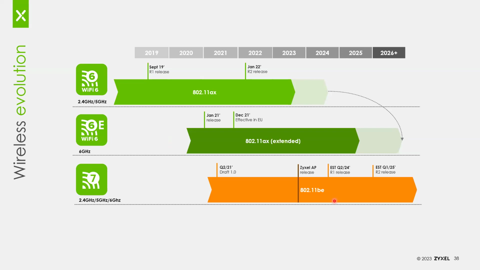Zyxel is partnered with Qualcomm. We use Qualcomm for our Wi-Fi 7 APs, and we are one of their alpha partners. So we're working very closely with them, and we'll be one of the first ones to get firmware or software updates to enable new features as we go forward. But that is something to keep in mind.